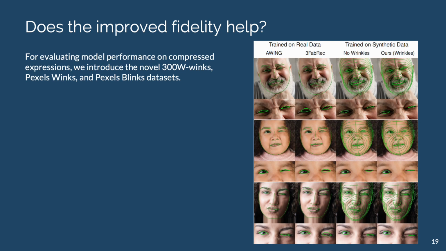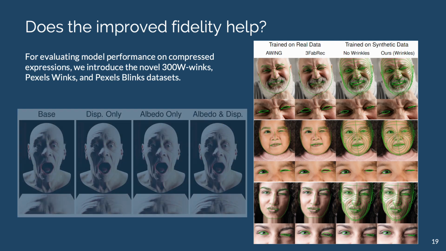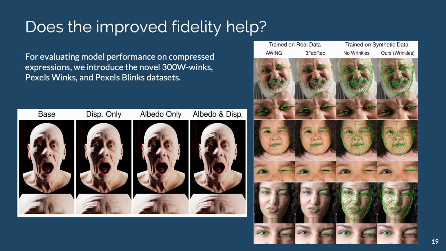On the task of keypoint localization, we find that synthetic training data with dynamic wrinkles is especially useful for compressed expressions. To evaluate model performance on these expressions, we introduce a novel 300W winks and the Pexels winks and blinks datasets. Through ablation studies, we also find that displacement wrinkle maps are critical for achieving realistic lighting of wrinkles.